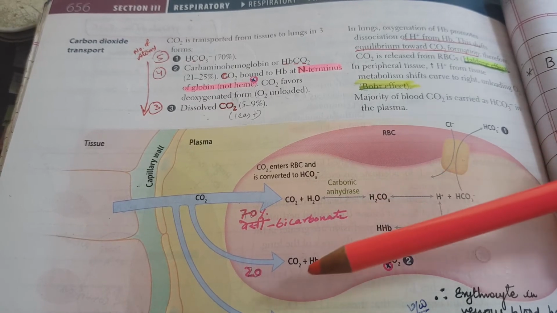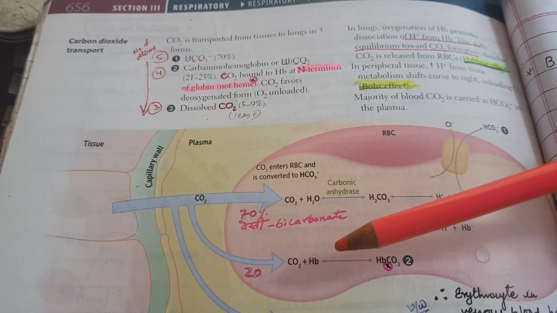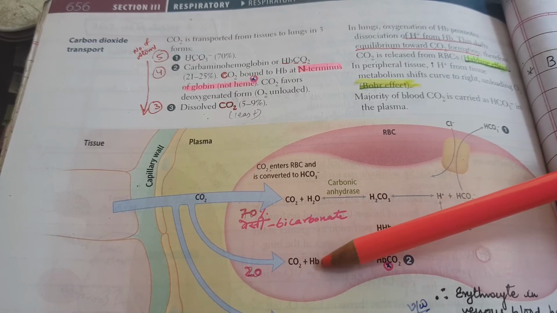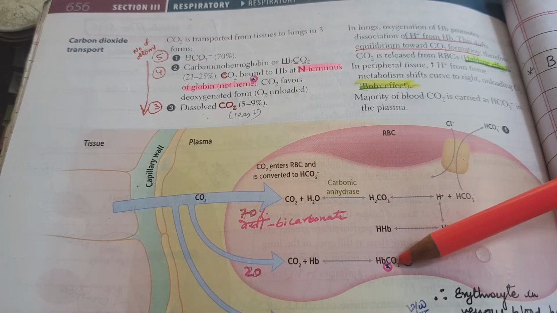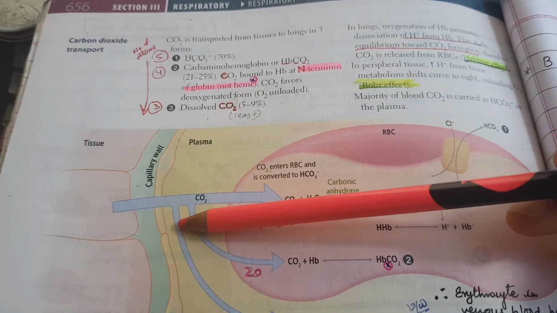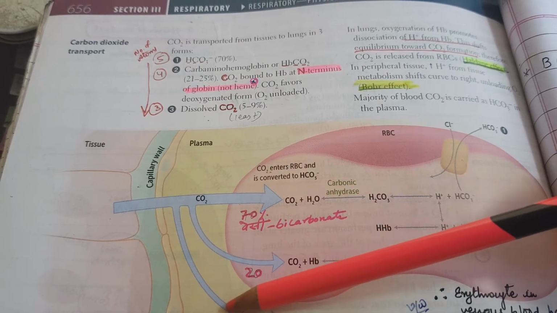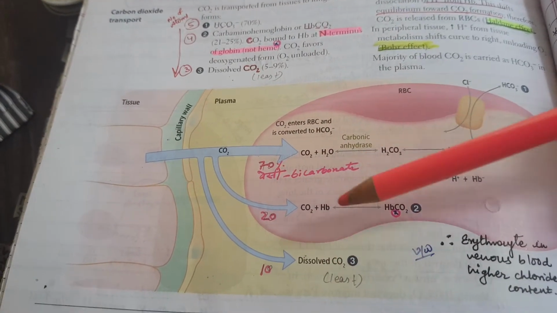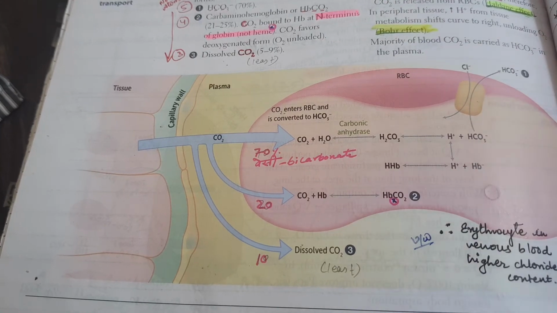Now second rank is for the carbaminohemoglobin, that is the carbon dioxide binding with the hemoglobin. So that is in the second rank. You can see the line becomes thinner, and it is more thin in this side. It should have been even thinner because it is the least. You see, 5 to 9% is getting dissolved. Okay, this is the least one.